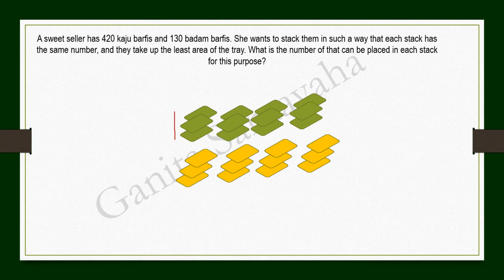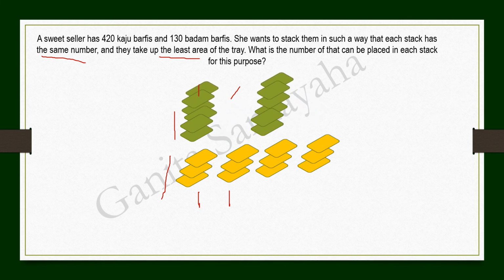Okay, she wants to stack them one above the other in such a way that each stack has the same number. Suppose you take this stack, this stack, this stack, this stack, all of them must have the same number. And the other condition is they take up the least area. That means what? They must not take up, see here, they have taken up so much of a space. Suppose I put one upon the other like this. Okay, I stack them like this. What happens?